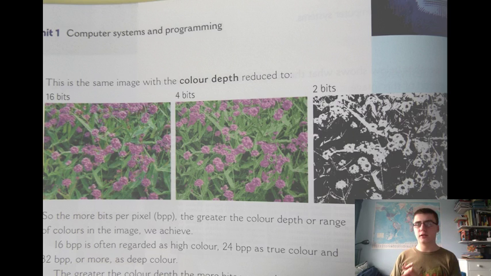Okay, 1-bit means that each pixel on the screen is represented by 1 bit, and that bit is either 0 or 1. That means it can either be black or white. Then you have 2 bits per pixel, which means there are 4 possible colors that you could have. Then you have 4 bits per pixel, and therefore there are 16 possible colors.